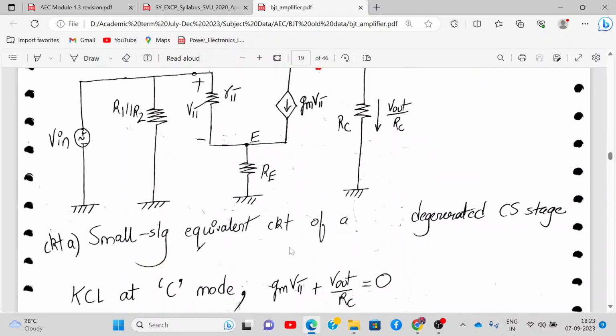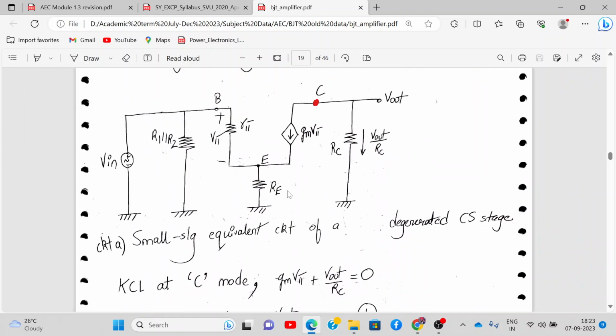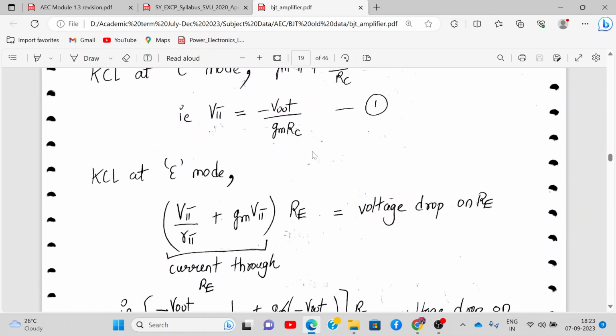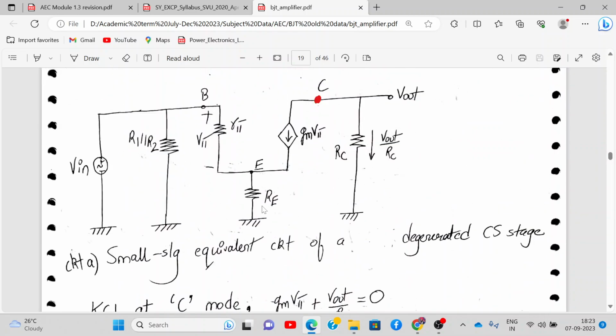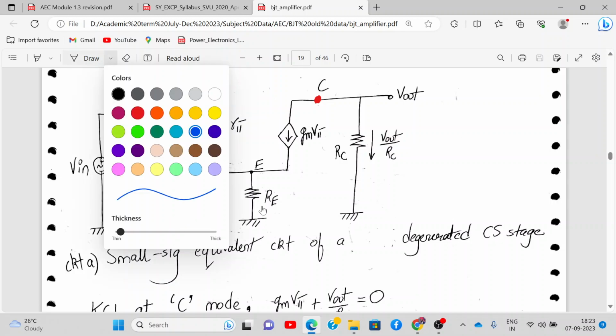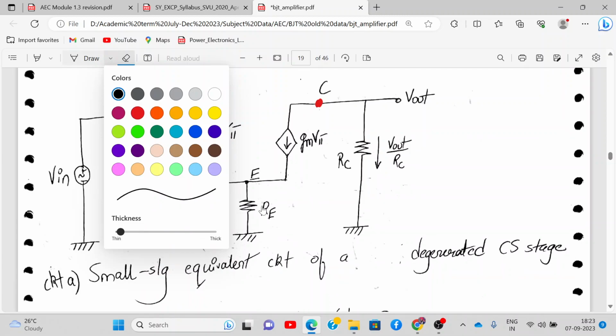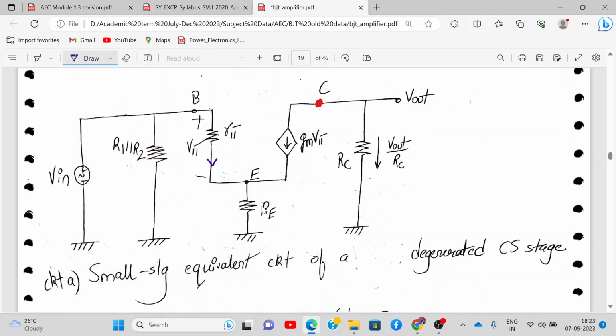Okay, this derivation. You apply KCL at the emitter node. So KCL at the emitter node: what is the current through RE? The current through RE will be this current plus this current. Yes or no? Addition of two currents, right?